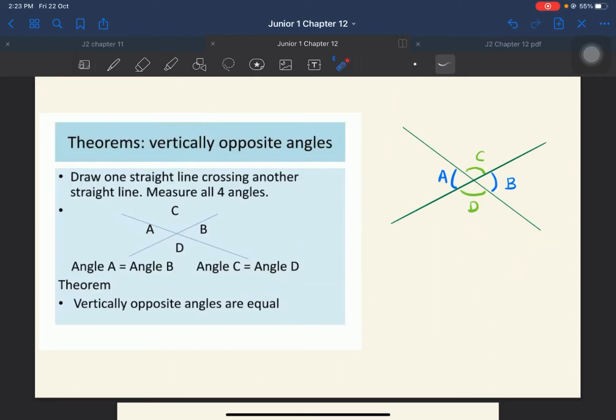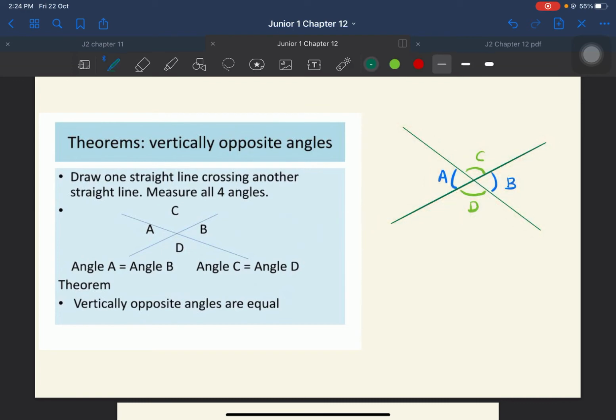And now we're going to learn about what is vertically opposite angle. When you have two straight lines and they intersect at the point O over here, the opposite angles are going to be the same, which means that angle A will be equal to angle B, and angle C will be equal to angle D.